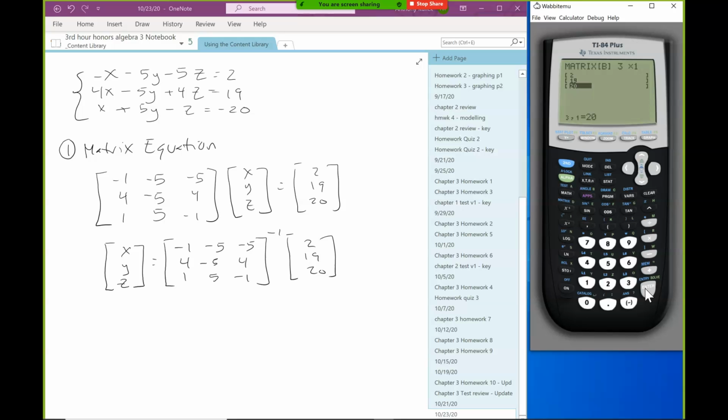So you press second and mode to exit to the main screen, and then you press second matrix again, go back to the Edit tab, and select matrix B.